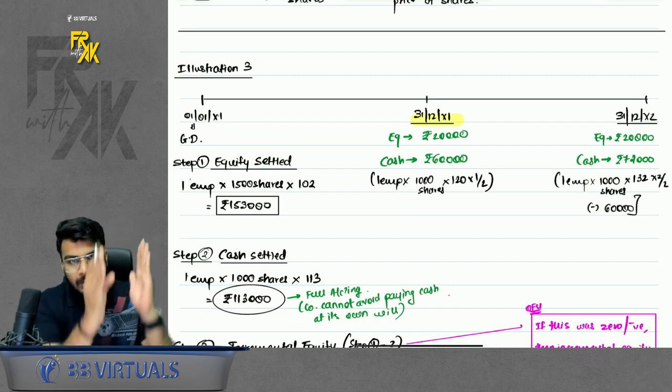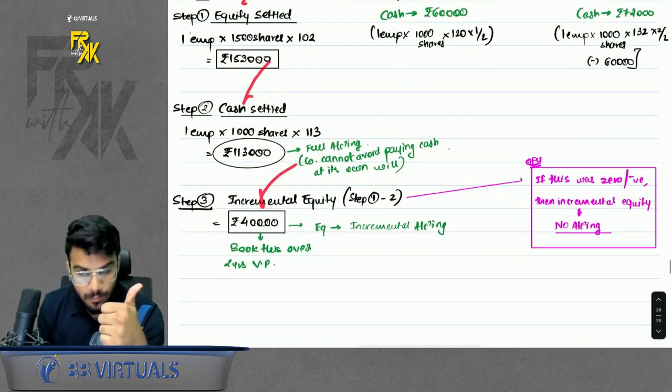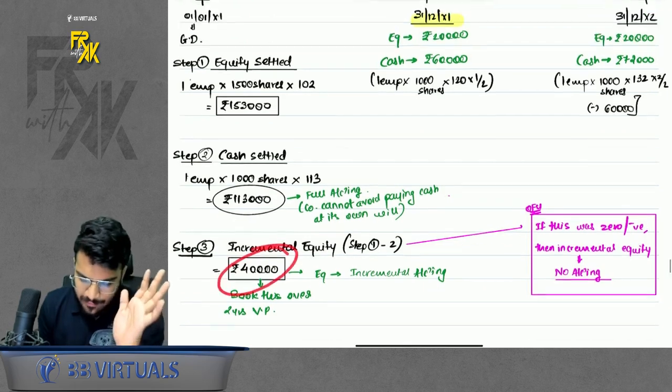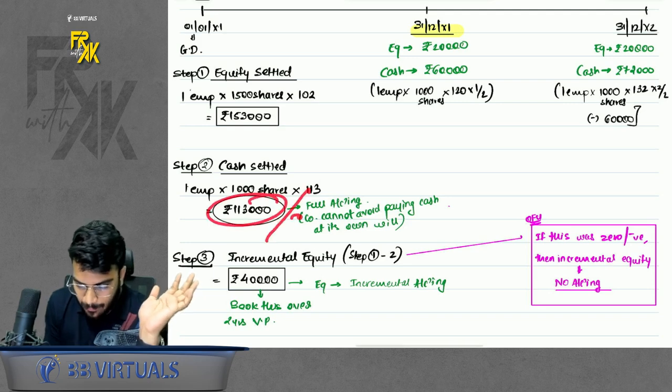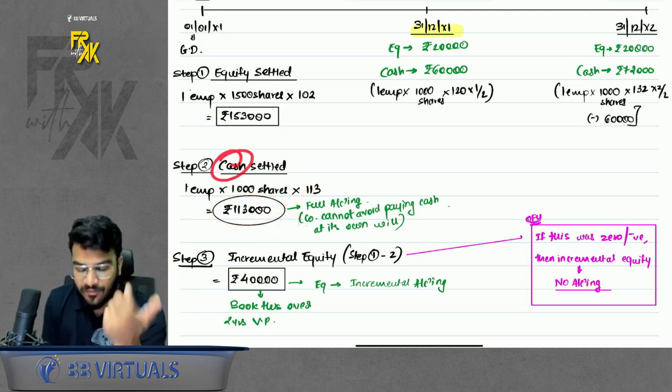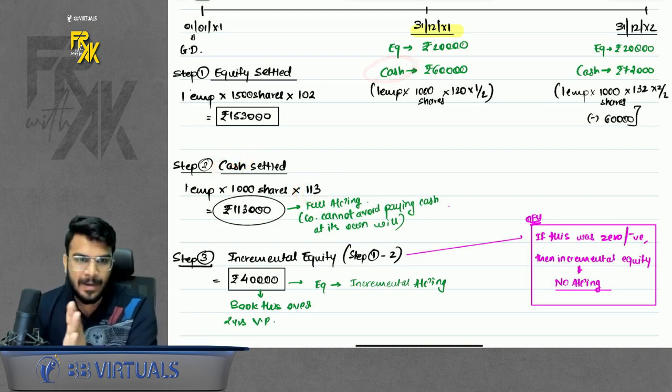How to do that? On grant date, calculate 3 values: total value of equity, total value of cash, and the incremental equity. Incremental equity, directly divide by the vesting period and book it across the tenure. What about cash? You cannot directly divide by 2. Why? Because cash settled gets affected by changes in fair value. So for cash, compute the expense separately.